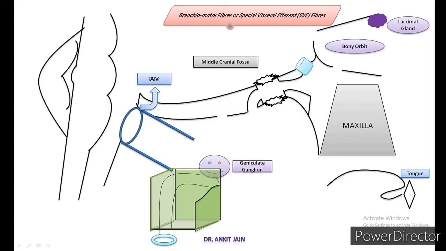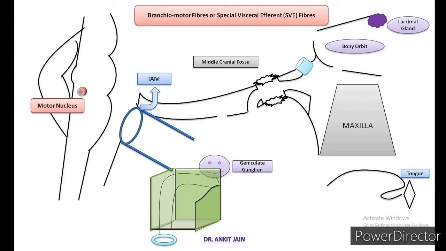First, I am going to discuss the branchiomotor fibers or special visceral efferent fibers. Motor nucleus of the facial nerve is found in the lower part of the pons. From this nucleus, the branchiomotor fibers arise, and instead of moving forward, first they run dorsally towards the abducens nucleus. Here they loop around the abducens nucleus and then move ventrally.